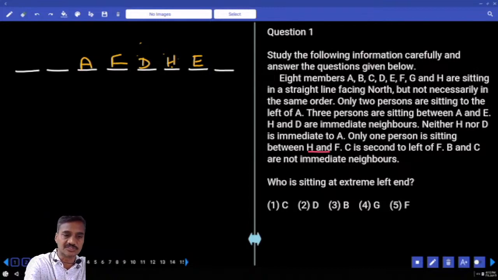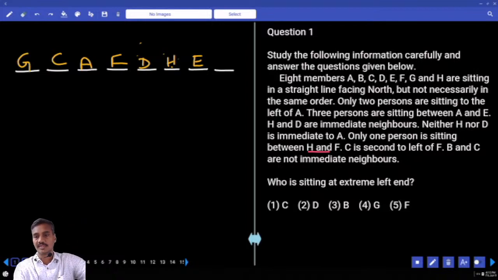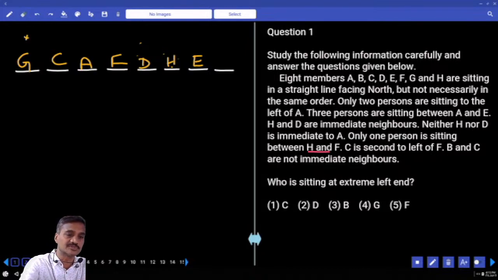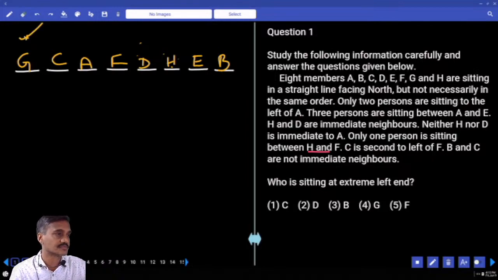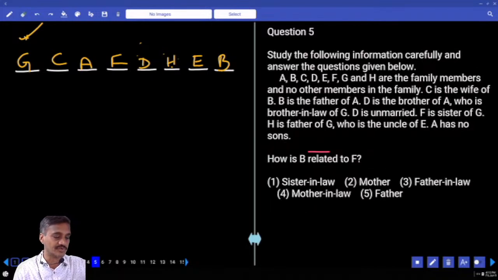C is seated second to the left of F. Then the person left of G is here. B and C are not immediate neighbors, so B cannot be here, and B is here. Finally, G is here. This is about question numbers 1 to 4. Then next, 5 onwards.